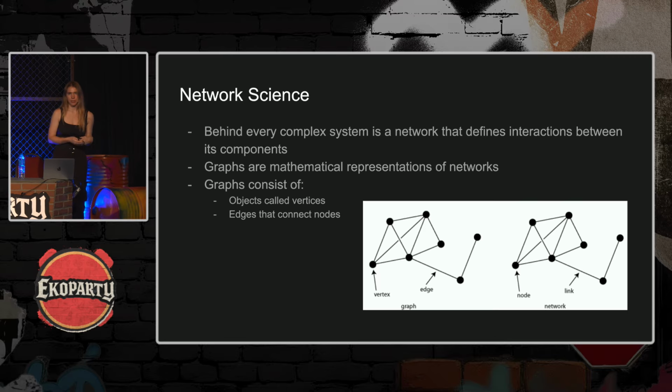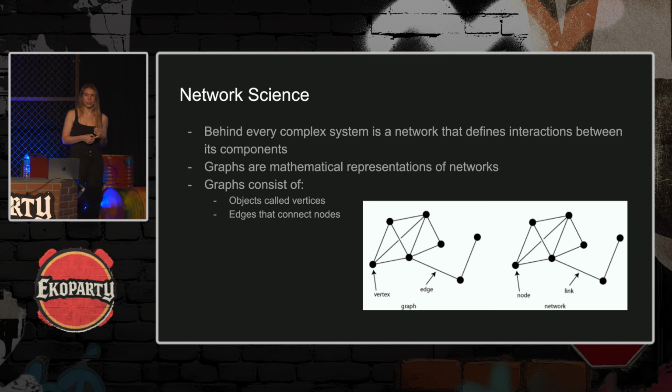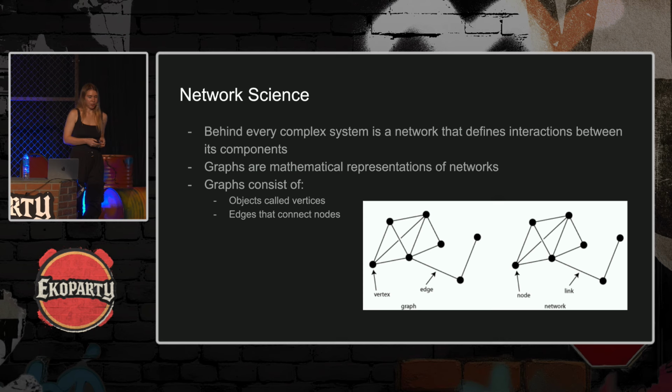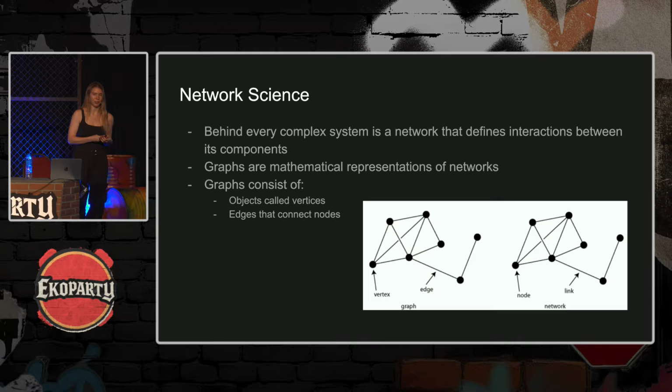But before we get into applied data poisoning, what is network science or graph theory? Various systems and their subsequent data sets can be defined by networks, such as the internet or the nervous system and social networks. Behind every complex system is often a network that defines interactions between its components. Mathematically, graphs represent such networks. Graphs consist of objects called vertices and edges that connect these vertices, and networks have nodes and links. But for this presentation, I will often be using these terms interchangeably.